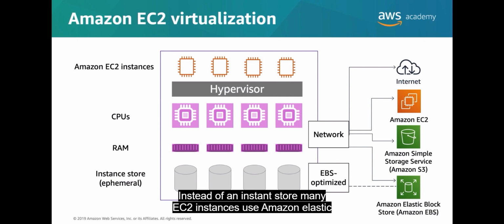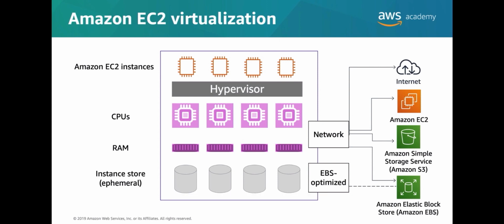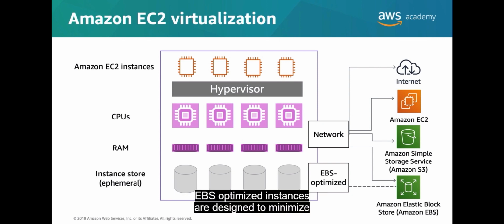Instead of an instance store, many EC2 instances use Amazon Elastic Block Storage, or Amazon EBS, for the boot disk and other storage. EBS gives us persistent block storage volumes so that the data remains even when the instance is in a stopped state. EBS-optimized instances are designed to minimize any I/O contention between EBS and other traffic from your instance, and this helps to provide better performance guarantees.